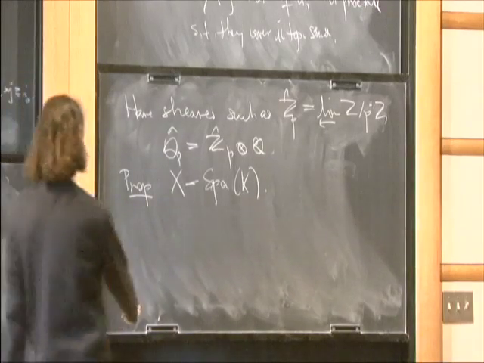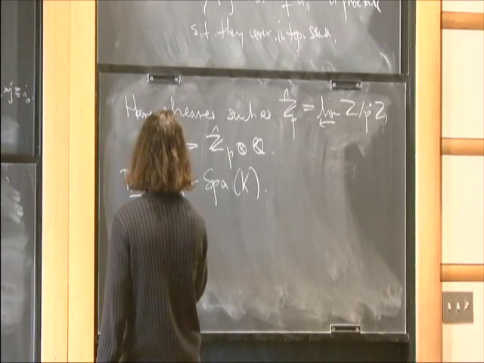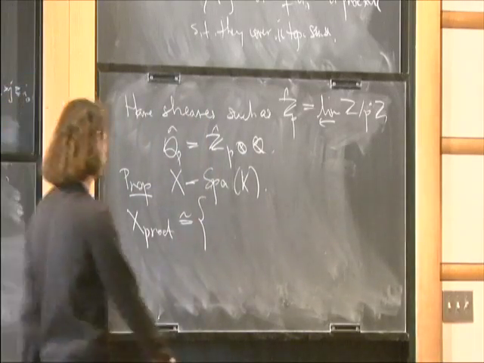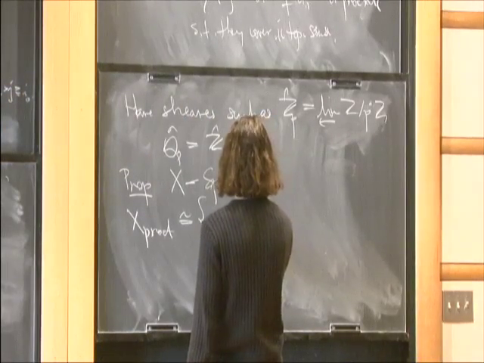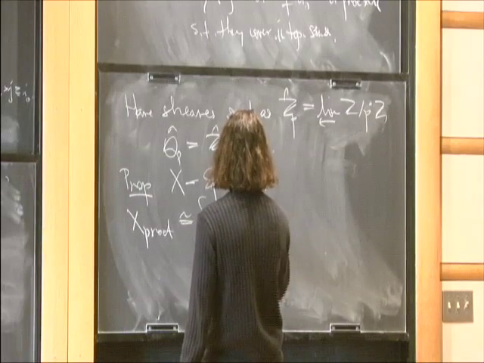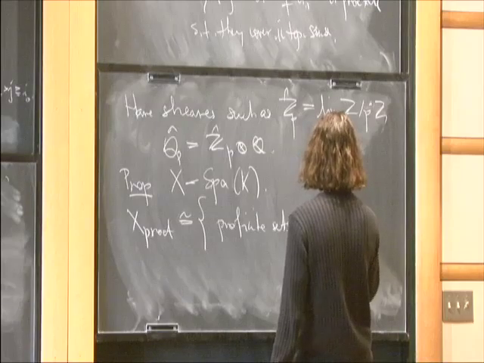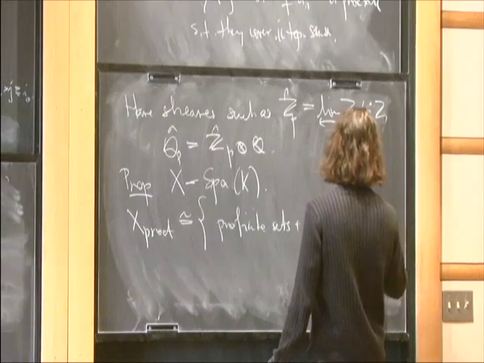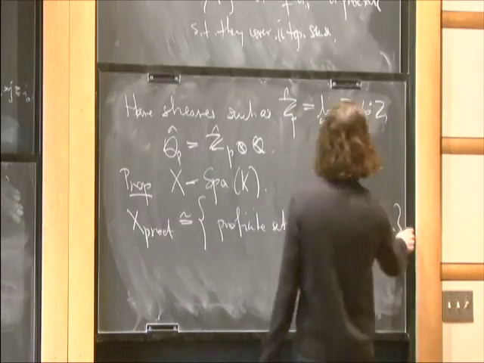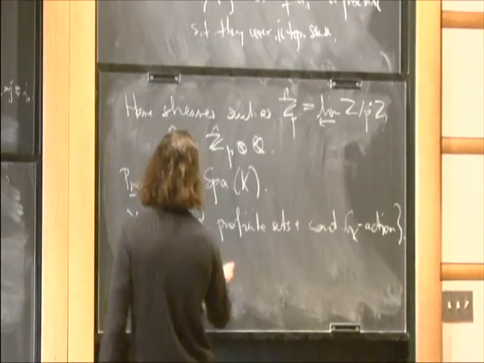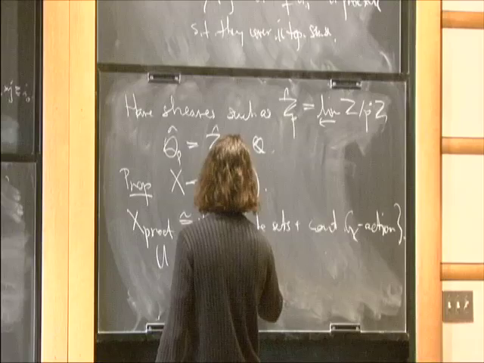Then I claim that as a category, X pro-étale is just the category of profinite sets with a continuous action of the absolute Galois group, where to U you associate its set of K-bar-hat points.